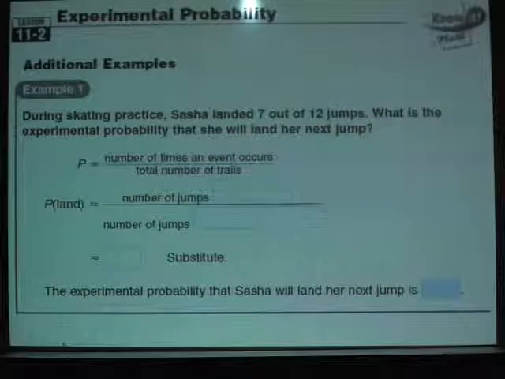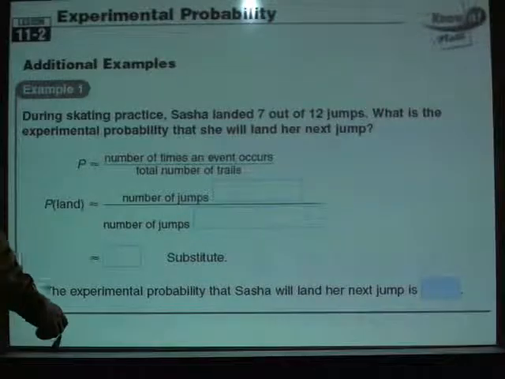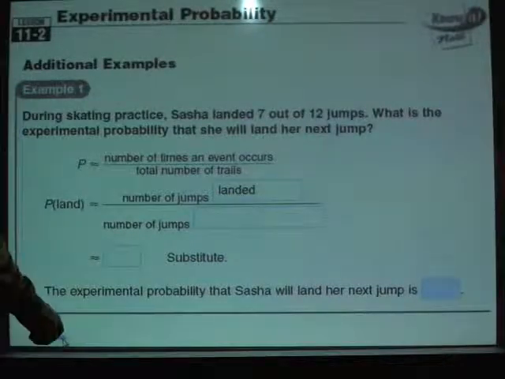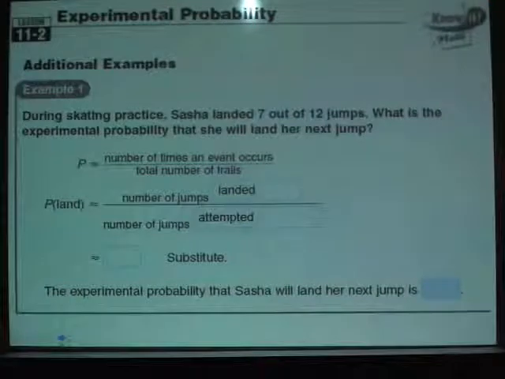How did we come up with that? Well, it's the number of times whatever we want to happen happens. 7 times she landed the jump compared to the 12 times she actually tried it, the total number of trials. So here we're comparing the total number of jumps she landed and the total number of jumps she attempted. We write that as a fraction and we end up with 7 out of 12. So the probability of her landing her next jump is 7 out of 12.